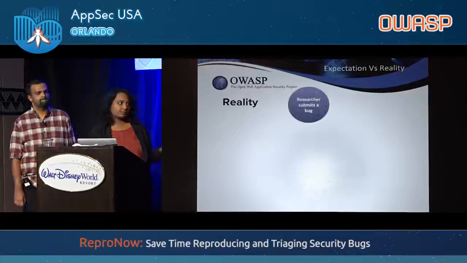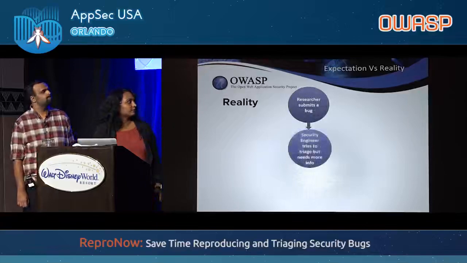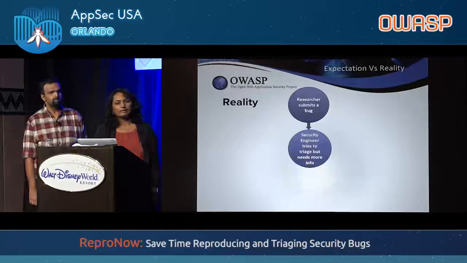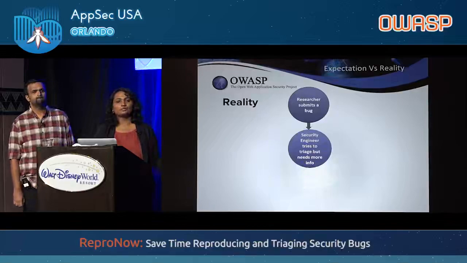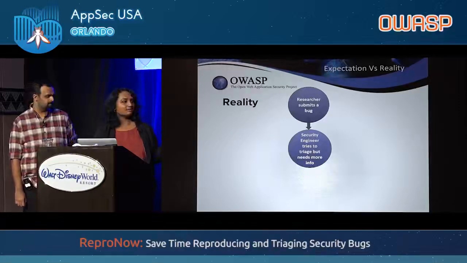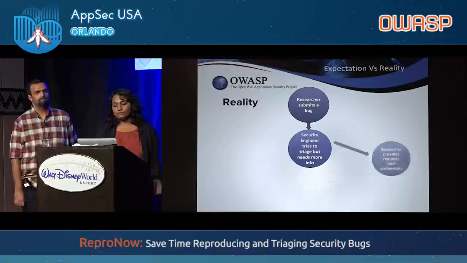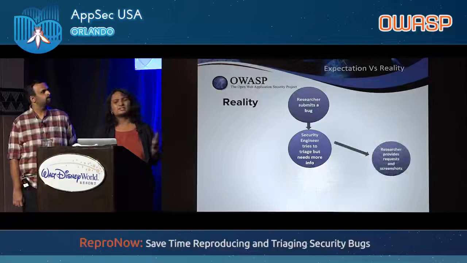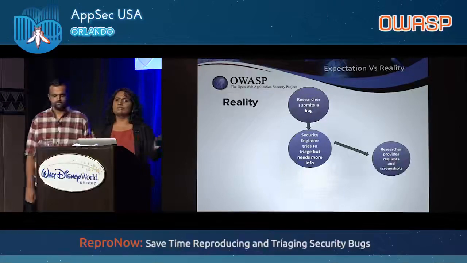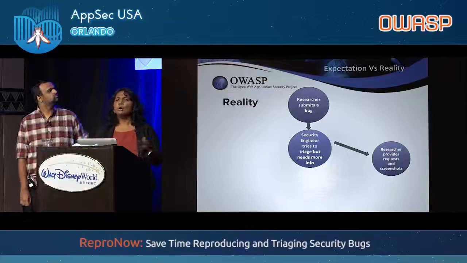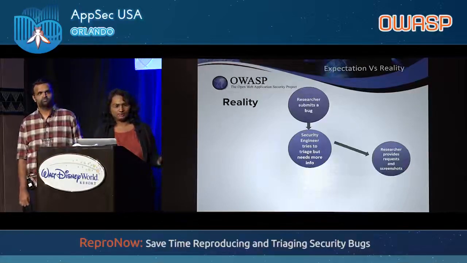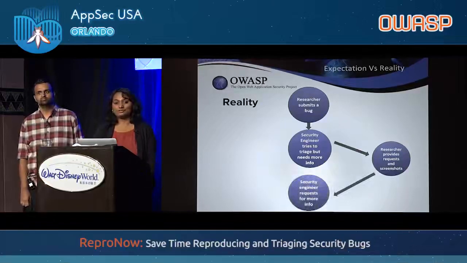So the researcher submits a bug, everything's great. The security engineer tries to triage this, but he requires more info. It's not just simple with some steps to reproduce. So he asks the researcher, I need some more info. Can you provide me with a little more information about this? So the researcher provides some requests. Let's say he sends, oh, this was the POST request I used, and these are some screenshots that could help you. Or maybe this is the parameter that you may want to modify with this account. We believe that this should be triaged now, but unfortunately in reality it doesn't.